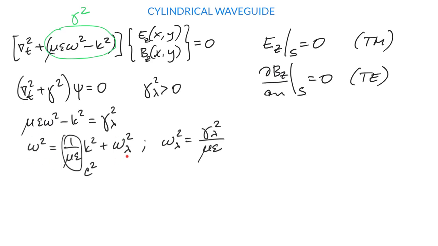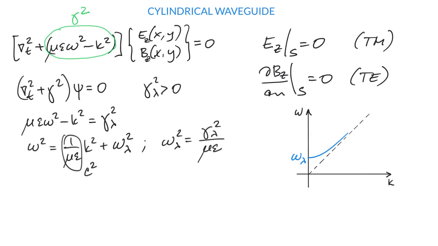This dispersion relation differs from the dispersion relation in vacuum by the presence of the cutoff frequency omega lambda. Why do we call it cutoff frequency? Well, if we plot the function omega of k, it will look like this, with the intercept on the omega axis given by the cutoff frequency omega sub lambda. This mode can propagate only at frequencies above the cutoff. Below the cutoff, the mode still exists, but the wave vector is imaginary, so it becomes evanescent.